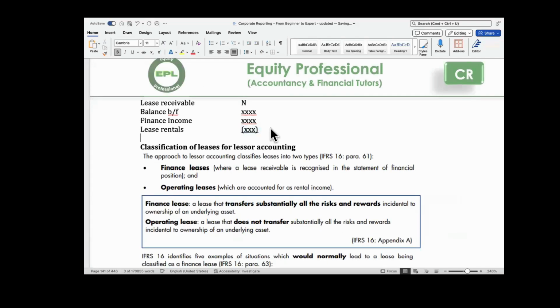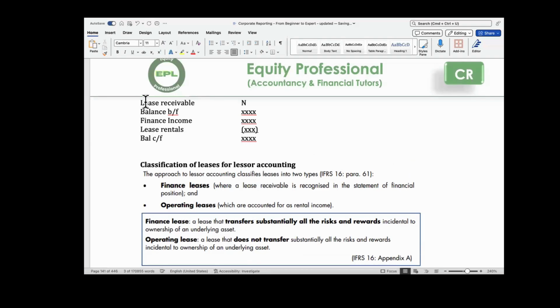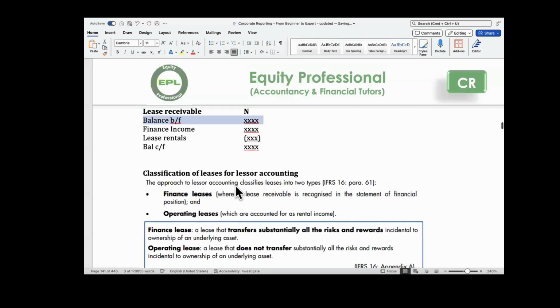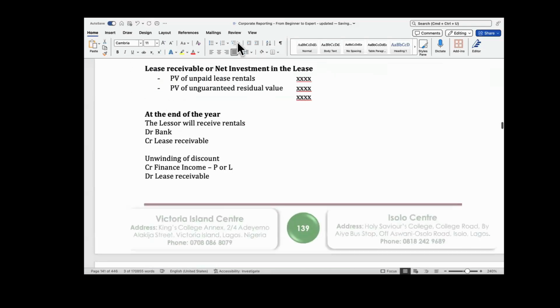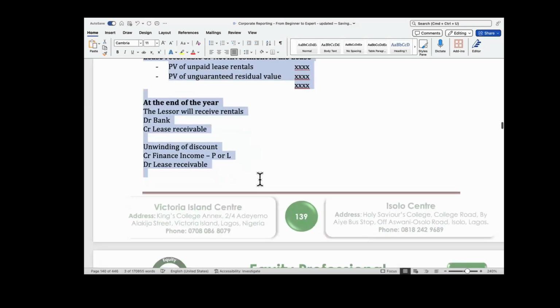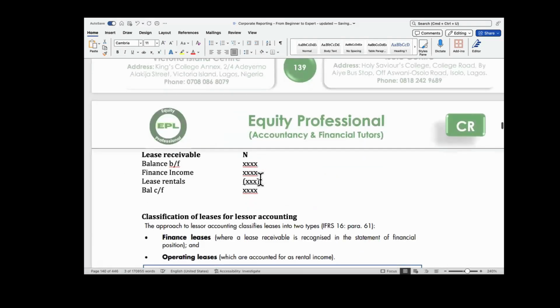Then the balance is my lease receivable at the end of the year. So basically, it's this schedule you will most likely do in the exam, but to know this double entry is very, very important for you. And that is all about accounting for finance lease.